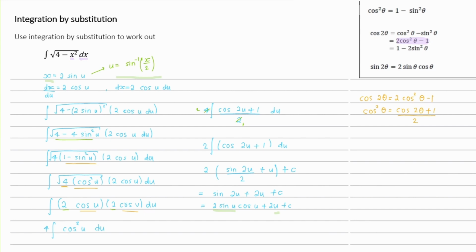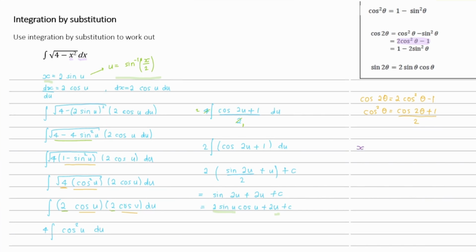But for cosine u, using our x is equal to 2 sine u, we can derive a value for sine u, which will be x over 2, meaning that if we drew a right-angled triangle with an angle u, the opposite side of this triangle would be x, and the hypotenuse would be 2, giving us an adjacent of the root of 4 minus x squared.